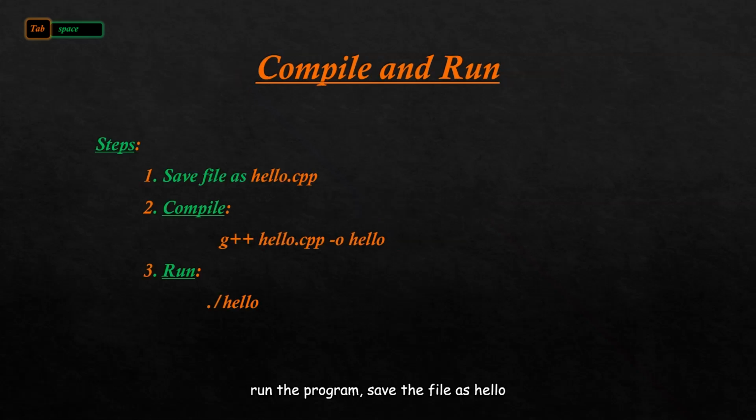To run the program, save the file as hello.cpp, then compile it using the command g++ hello.cpp -o hello. Finally run the program with ./hello.